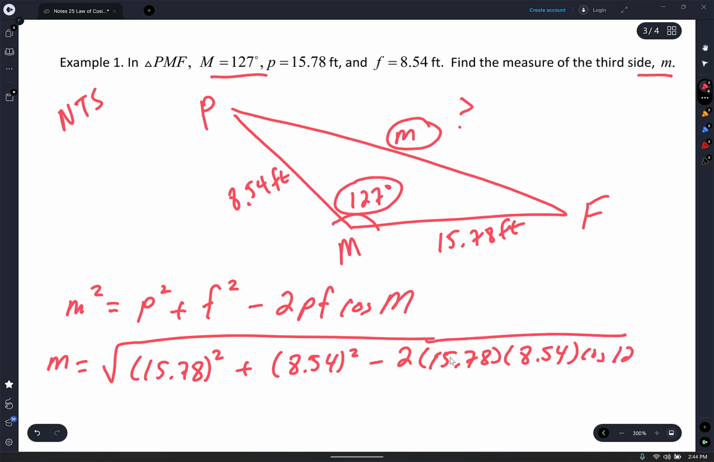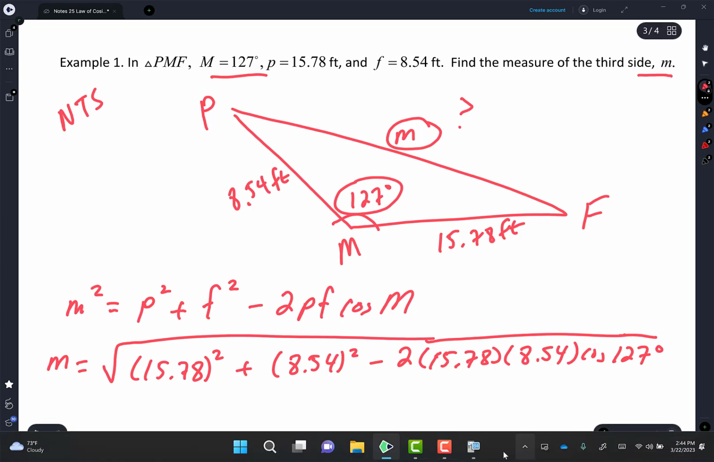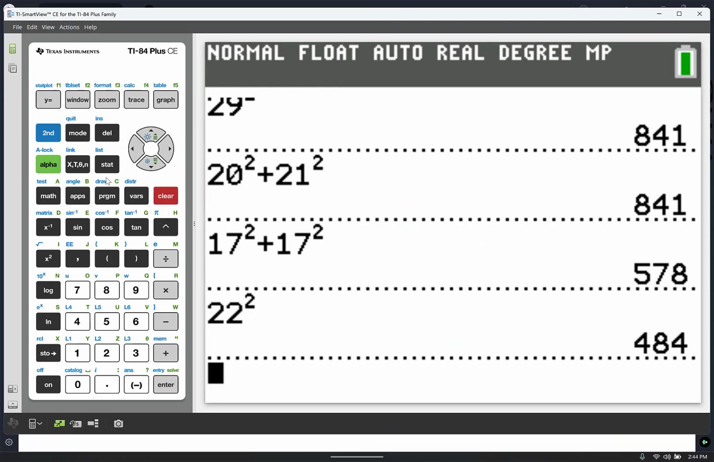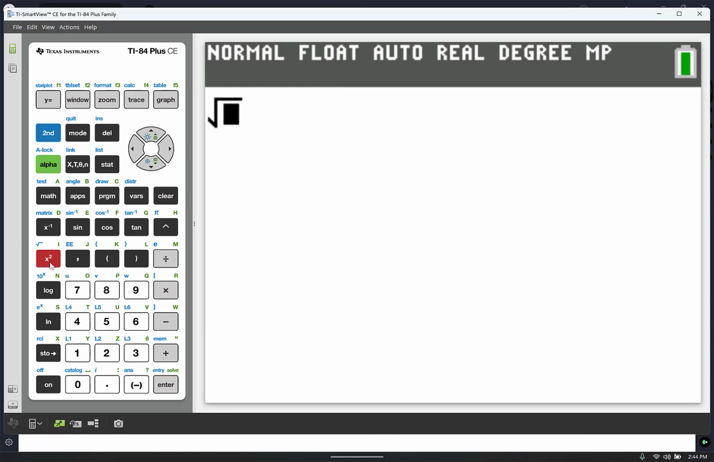Cosine of 127 degrees. Look, you can just do it in one sitting. I'm going to take my calculator. Don't worry, I'll get back to it, guys. I'm going to clear this and go square root. And I already forgot, short-term memory. What was it, guys? 15 point what? 78, close it, squared. Plus, what was the other one?